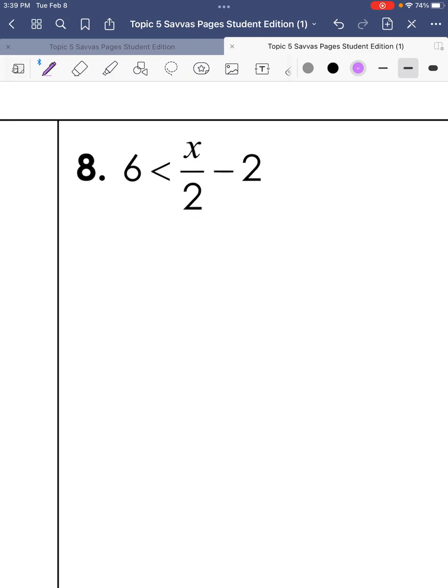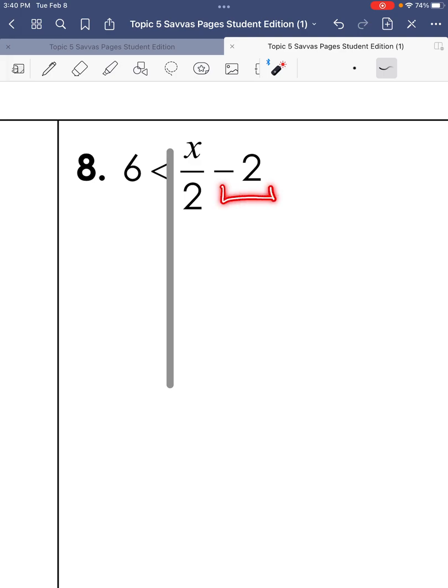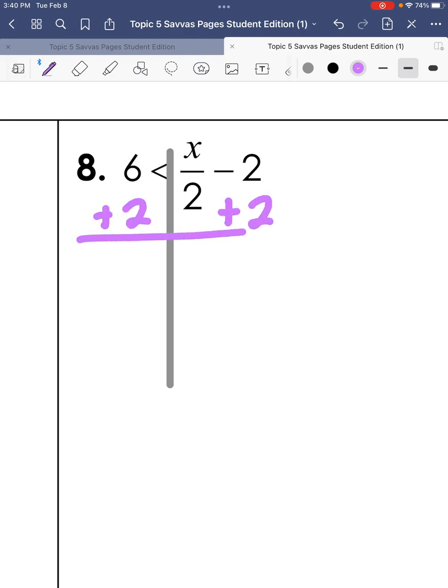Now number 8, I'm going to draw my line through my inequality symbol, and I'm trying to get this x right here by itself. So do I need to undo this divided by 2 or this minus 2 first? Which one is farther away from my x? If you said minus 2, you're correct. So I'm going to undo minus 2. How do I undo that? I add 2. So I'm adding 2 on both sides.